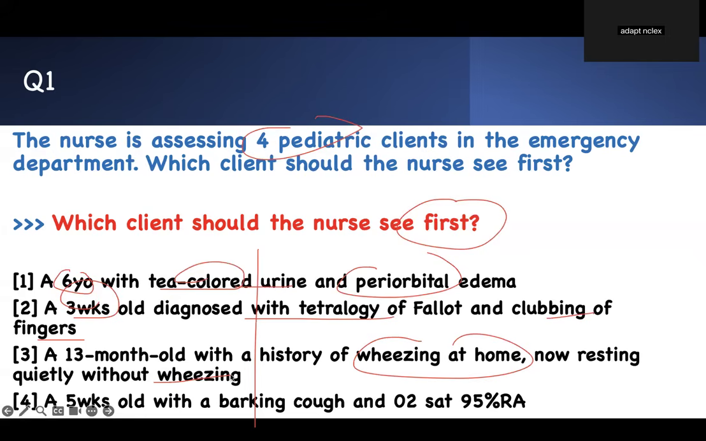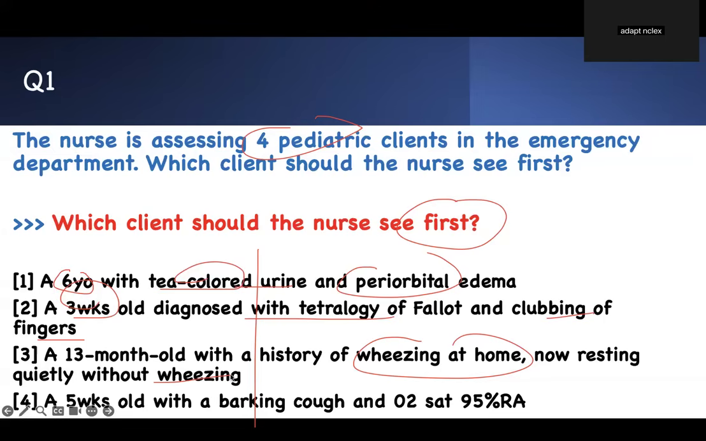Think about it. If you have post-strep glomerulonephritis, you have tea-colored urine and periorbital edema, which are expected findings. Unless I see hypertension, I'm not picking you. That one is gone. 3-week-old diagnosed with tetralogy of Fallot: there's chronic hypoxia, and clubbing of the fingers is a chronic problem. It's not acute. If I see polycythemia or they have a tet spell, I'm intervening. A 13-month-old with a history of wheezing, and all of a sudden you stop wheezing: silent chest. Buzzword. You have to pay attention.